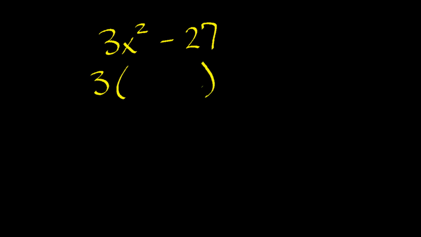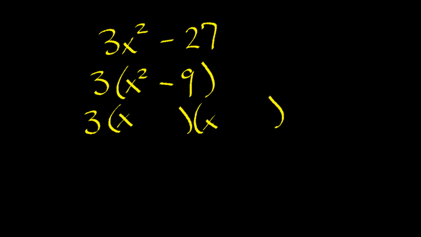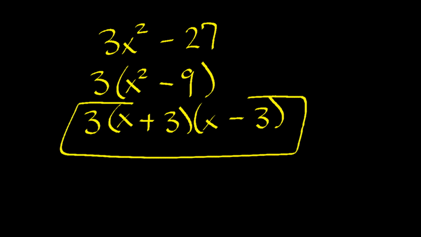Next, I'll try a problem that combines a couple of these methods. 3x squared minus 27. As you can see, there's a common factor of 3 in both terms. So we will factor out a 3. 3 times x squared will give us 3x squared, and negative 27 divided by 3 is negative 9. This is the difference of two perfect squares. x times x will give us x squared, and 3 times 3 will give us 9. We just need one to be a plus and one to be a minus. So this is the complete factorization.